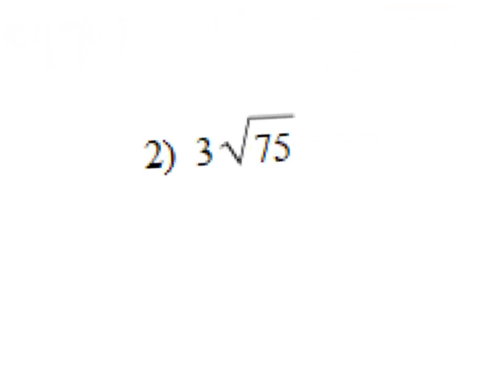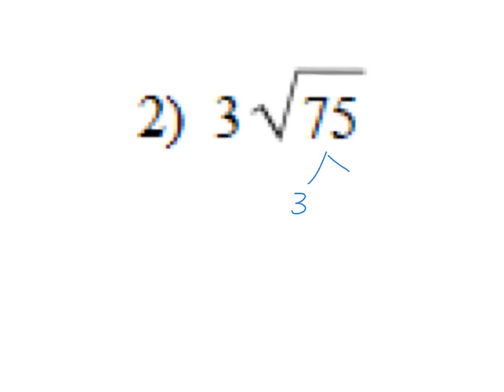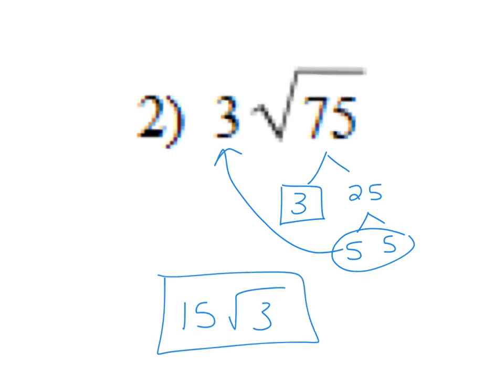Okay, number 2, we're going to break down. So I know 3 will go in, so 3 and 25, and then 25 will go to 5 and 5. Again, just keep in mind that it's okay to use your own numbers, just as long as you're getting the same answer at the end. So 5 and 5 move out, so 3 times 5 is 15. This 3 is left over, so I have a 3 left over. So 15 root 3 is your answer.